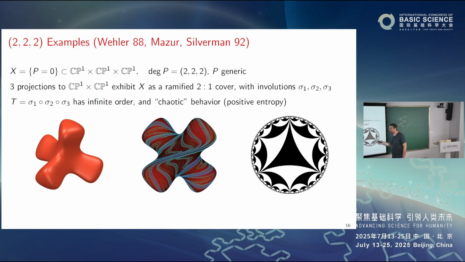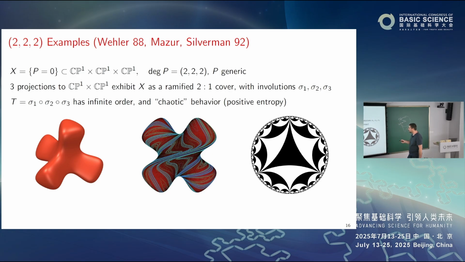The explanation is that the automorphism group of this X is actually isomorphic to the free product of Z mod 2Z, free product Z mod 2Z, free product Z mod 2Z, where the Z mod 2Zs are generated by these 3 involutions. So there is no relation whatsoever among these involutions in the automorphism group. Take a composition in any order of 3, you get an automorphism which has a chaotic behavior.